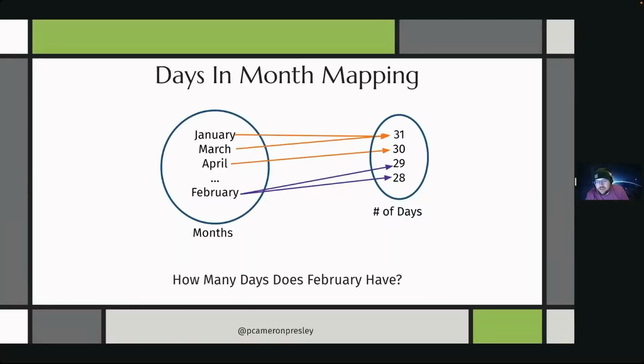So for February to be mapped to 29 and 28, there's not enough information here. There actually has to be a second parameter that's floating around: the year. So for this to have actually been a function, we would have to change the input to not only be the name of the month, but also what year it is, because then we could figure out if it's a leap year or not, and then 29, 28. But as it currently stands, this is not a valid function. This will not work.